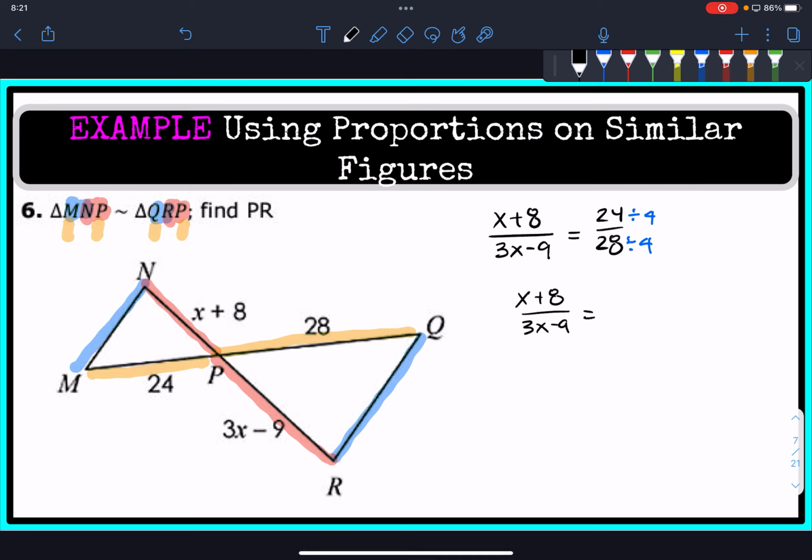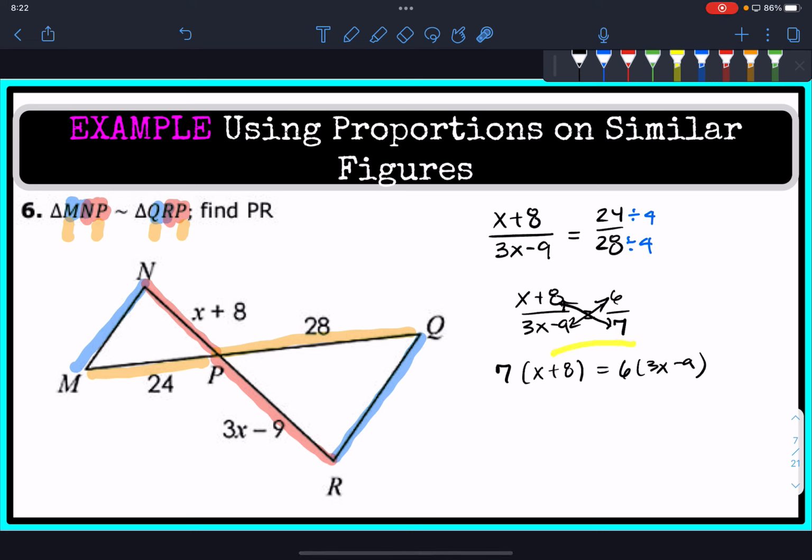And dividing 24 by 4, that's equal to 6. Dividing 28 by 4, that's equal to 7. And look how much nicer it is to use those numbers there. So cross multiplying, we would multiply 7 with x plus 8, and that's going to equal multiplying 6 with 3x minus 9. And it doesn't matter where you put the two sides.